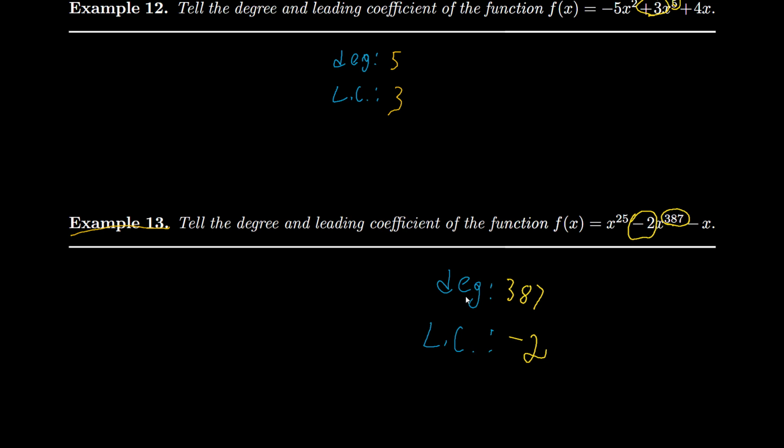Because if you wrote this correctly, that is the way that we normally write it, it would be negative 2x to the 387th plus x to the 25th minus x. That way, the leading term is actually the term with the highest degree. You don't have to write it that way, but I recommend that you write it that way. So, that's all that there is to finding this sort of stuff.